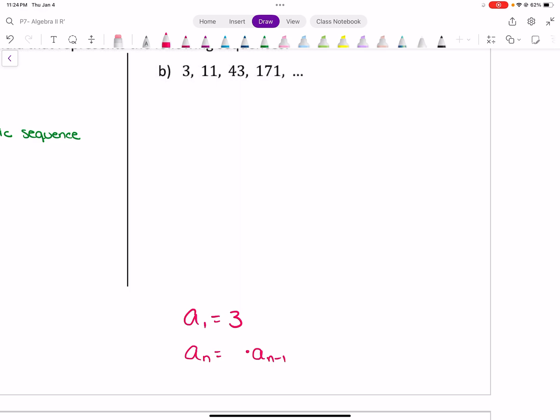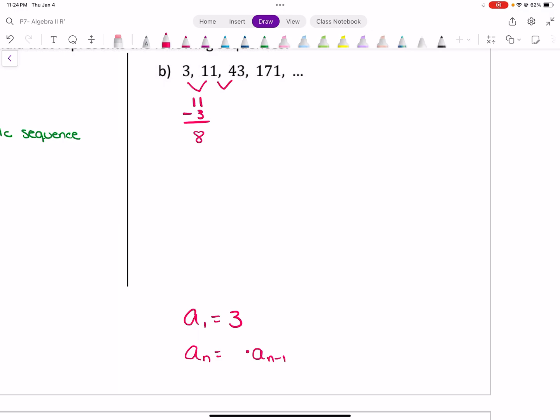So in order to figure out the multiplying piece, we're going to take what we call successive differences. So we're going to take two numbers that are next to each other in the sequence and subtract them from each other. So again, I'm going to do the right number minus the left number, and I get 8. 11 minus 3 is 8.